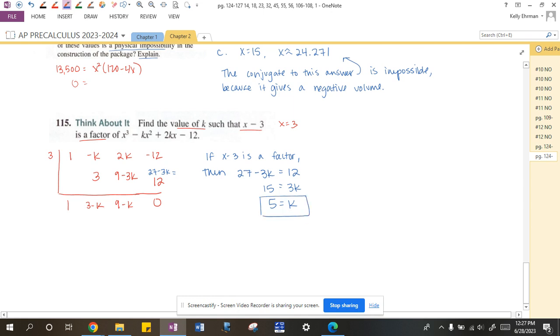So that is definitely, I think, a candidate for an AP type question, something like that. That's a pretty good one.